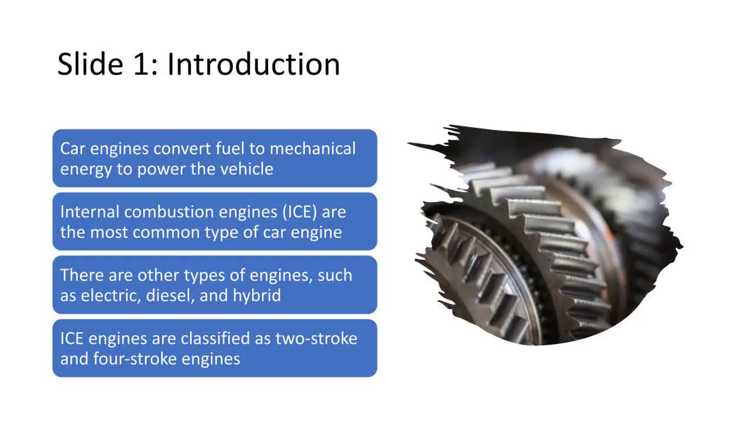The introduction slide sets the foundation for a presentation on how car engines work. It's important to understand that a car engine converts fuel into mechanical energy, which powers the vehicle. The most common type of car engine is the internal combustion engine, or ICE, but there are other types of engines, such as electric, diesel, and hybrid. ICE engines are classified as either two-stroke or four-stroke engines, and they differ in the way they operate.